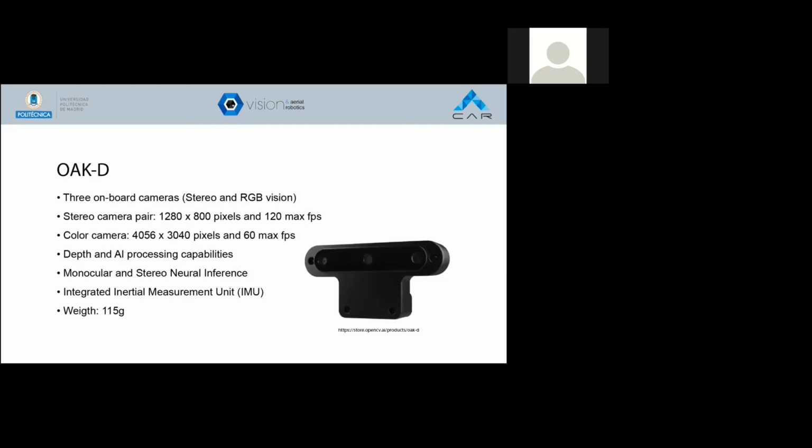The OAK-D camera from OpenCV has been used as the main sensor for this project. It incorporates 3 cameras, a stereo pair and a third RGB camera. The stereo pair has a lower resolution than the color camera, but twice the frame rate. It also has depth and AI processing capabilities, and can run neural inference with both monocular and stereo cameras. It also incorporates an inertial measurement unit, an IMU, which we will talk about later, and weighs 115 grams.